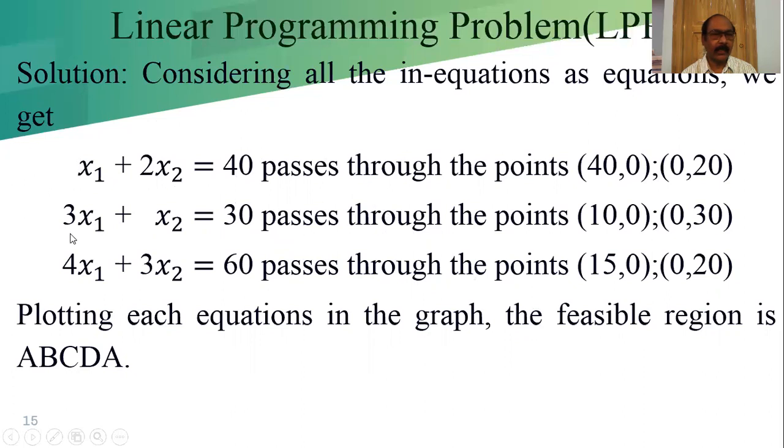The second constraint is 3x1 + x2 = 30, which passes through the points (10, 0) and (0, 30). If we write it in the intercept form, x1/10 + x2/30 = 1. From that we can easily find the points the line passes through. The third, 4x1 + 3x2 = 60, passes through the points (15, 0) and (0, 20).